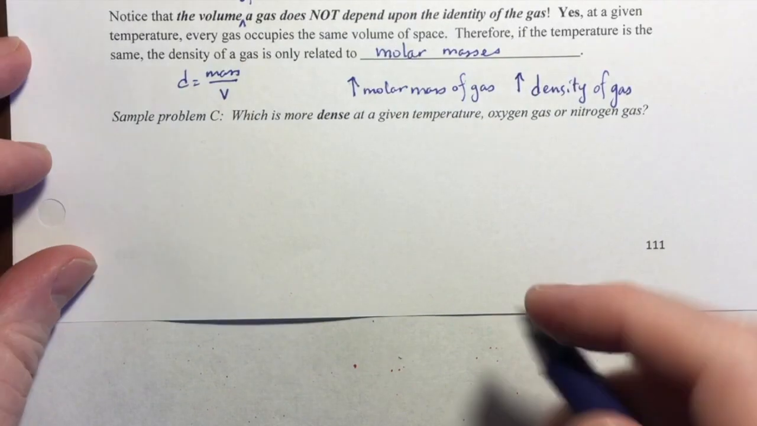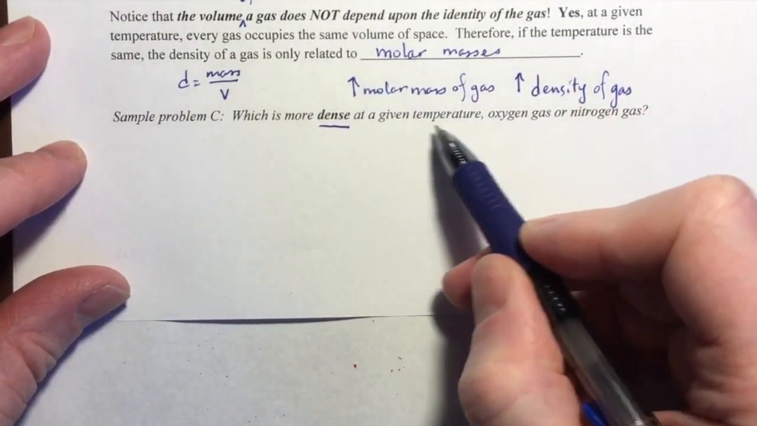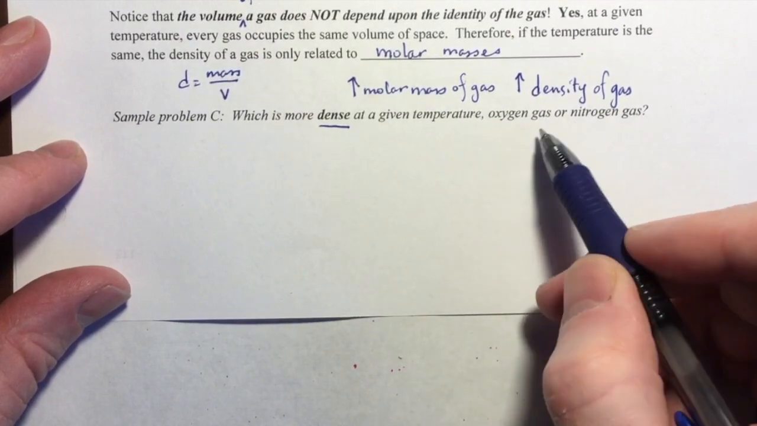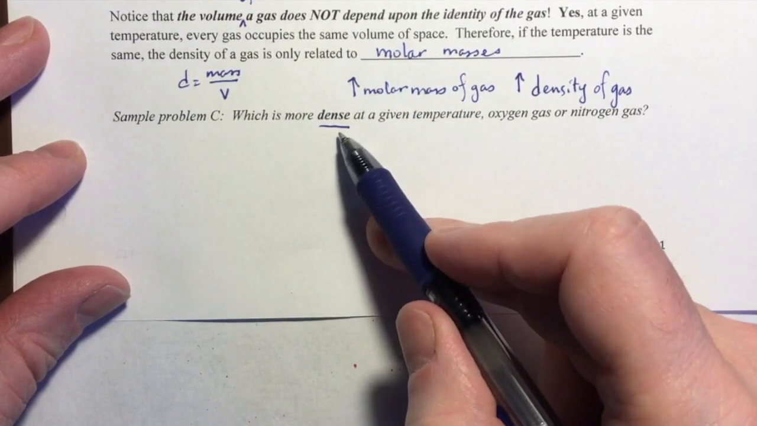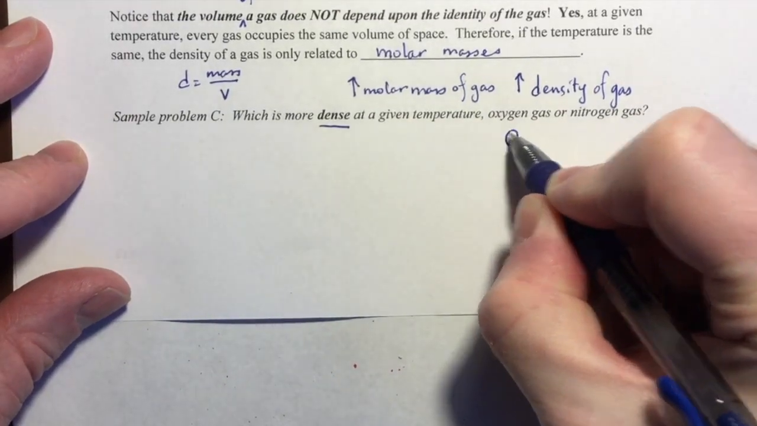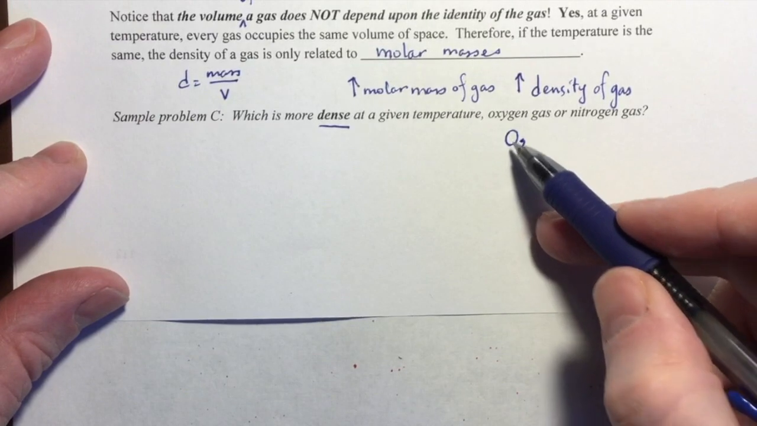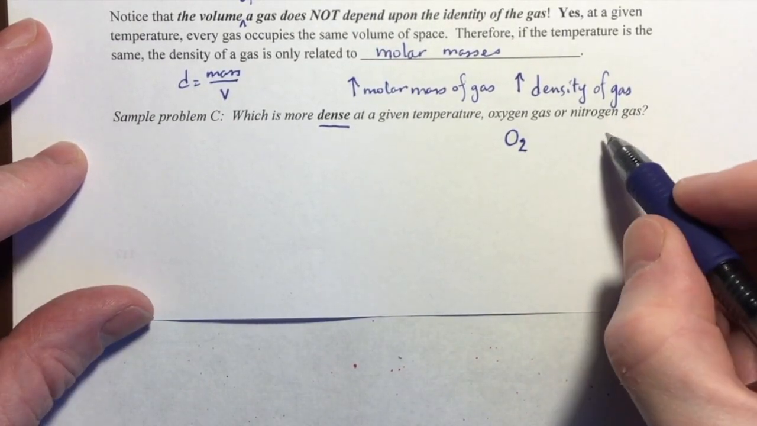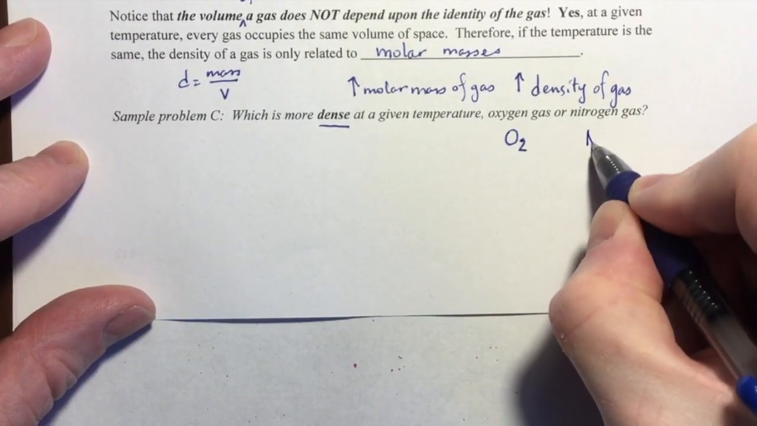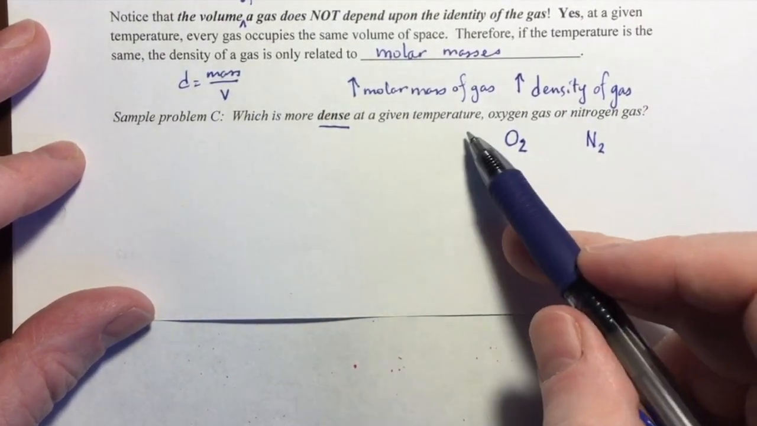Okay, sample problem C says which is more dense at a given temperature. We're assuming the temperatures for the gases are going to be the same. We want to know which is more dense. So you've got oxygen gas. Remember, oxygen gas is O2 because the gas is a diatomic molecule. Or nitrogen gas, N2. So which is more dense?